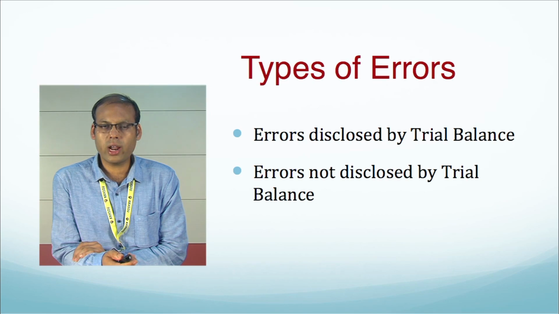So, we can classify the errors that may be present in the process of recording the transactions into two groups: errors disclosed by trial balance and errors not disclosed by trial balance. Let us first have a discussion on errors disclosed by trial balance. Let us first see the causes of disagreement. This will give us an indication of where we have committed the mistakes or why we have committed the mistakes.